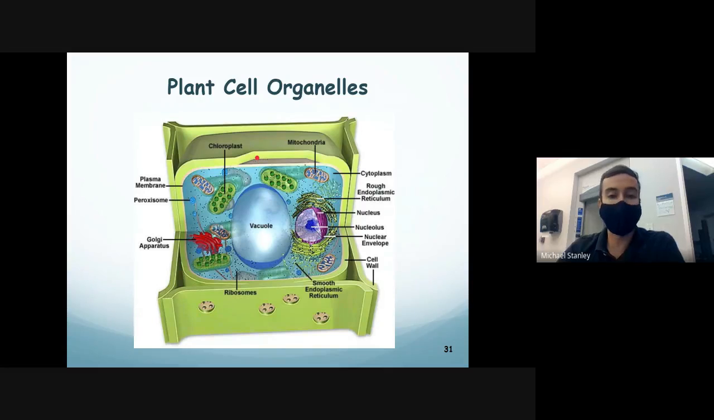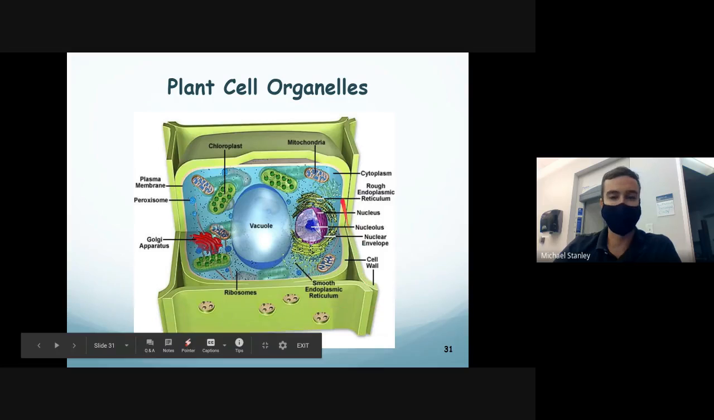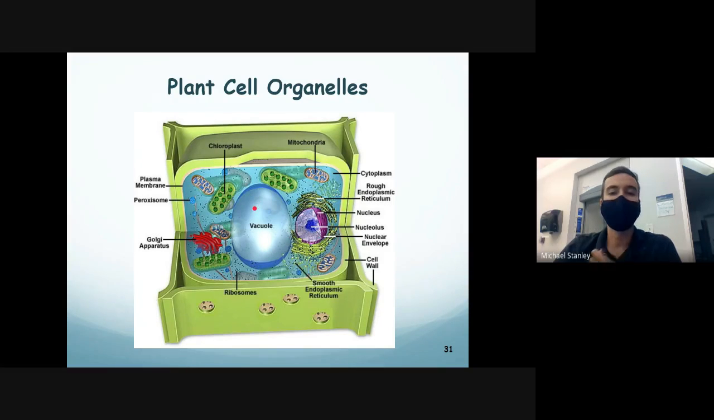Plant cells are pretty similar to animals, and we'll talk about some of their different organelles, which include things like a cell wall around the outside, a big storage vacuole in the middle, and some chloroplasts, where cells go through photosynthesis in order to make sugar, to make energy for themselves.